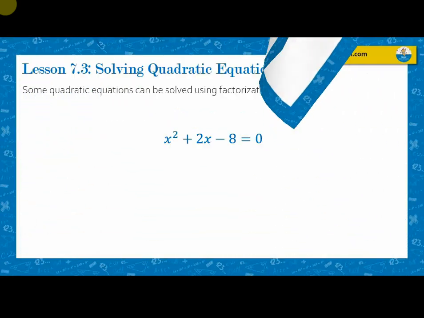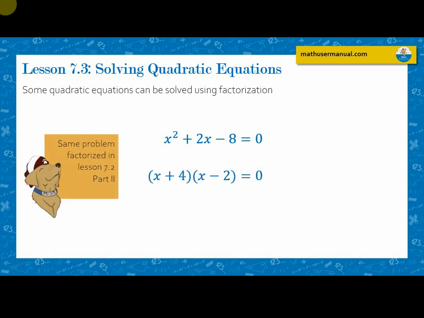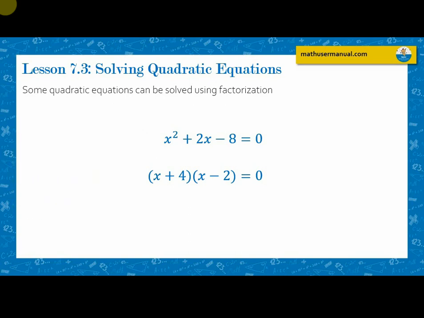For this lesson, let's keep practicing and solve one more quadratic. x squared plus 2x minus 8 equals 0. The quadratic equation equals 0, so we can proceed to find the factors of the quadratic. This is the same problem we factorized in lesson 7.2. If you want to review the factorization process, just review lesson 7.2 part 2. And after we get the factors, we proceed to the zero product property.